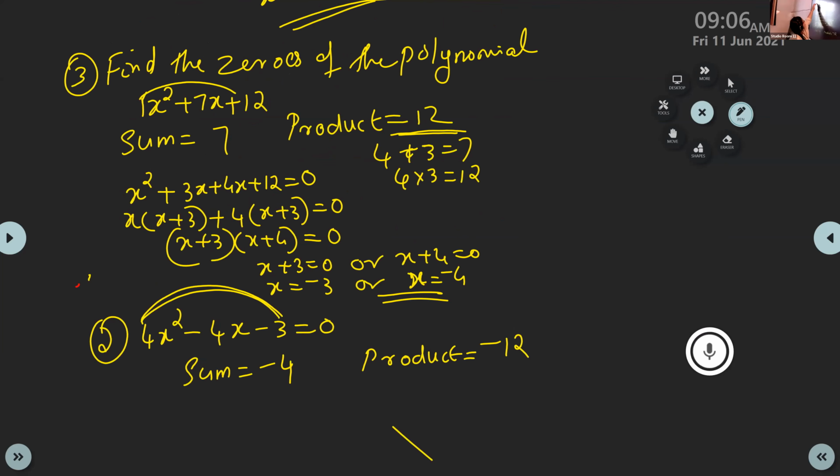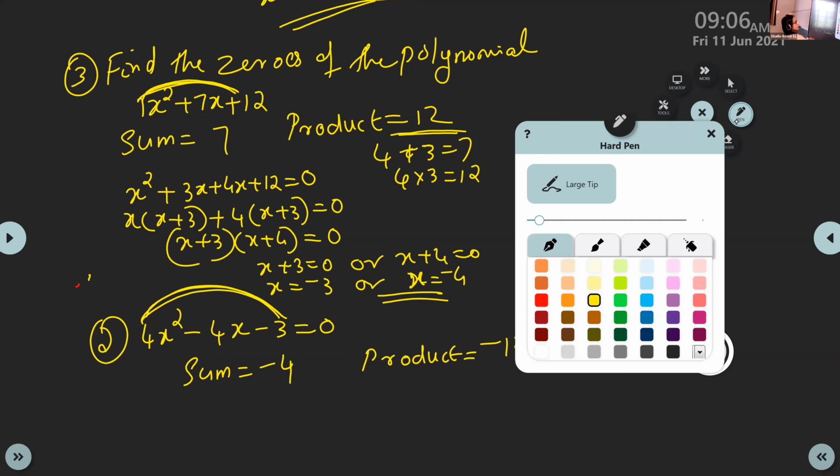The product is the product of a and c. Since in the previous question the coefficient of x square is 1, the product is 12. But in this case, the product is 4 into negative 3, minus 12. Clear, all of you? Yes, ma'am.